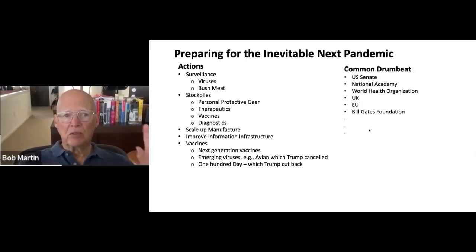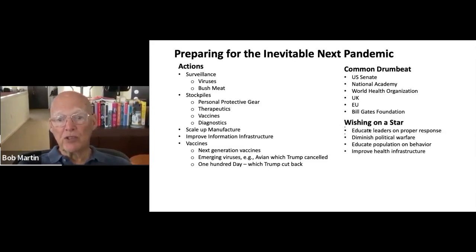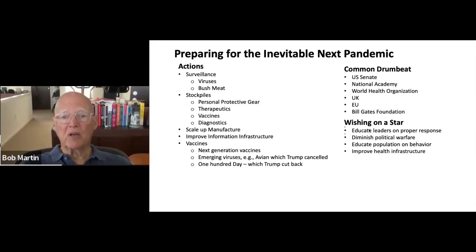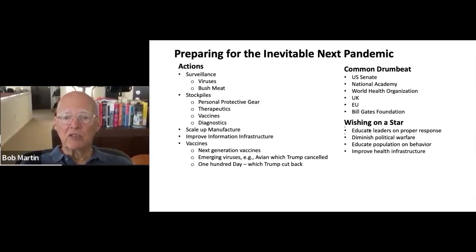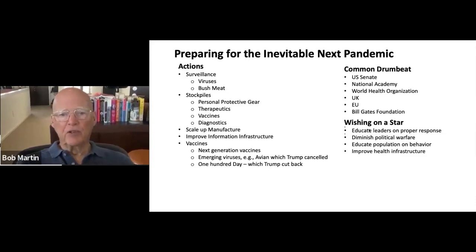This is a common drumbeat. If you look at what's on the left, everybody has said, this is what you need to do. Wishing on a star: educate the leaders on a proper response, diminish the political warfare, educate the population on behavior, and improve the health infrastructure.